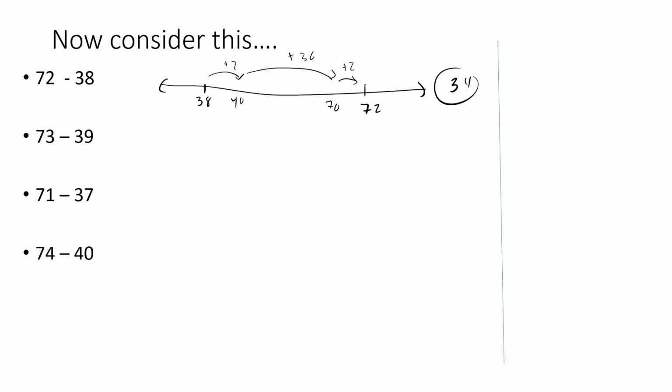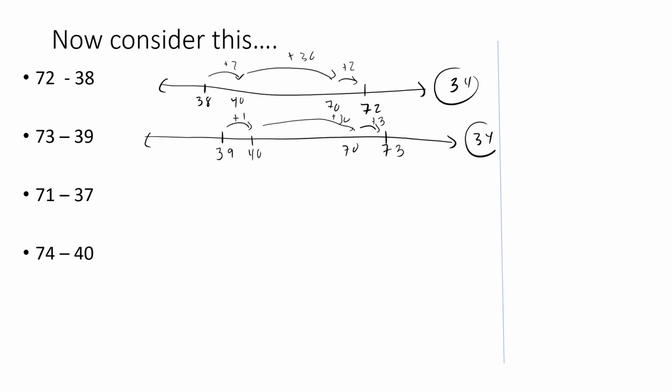And this is something called a problem string, where you have a sequence of different problems. Now we're going to do 39, which is going to be a little bit to the right, and 73. Students would use the number line. So we're going to add 1, and then we'll add 30, and now we're going to add 3, and 1 plus 30 plus 3 is, again, 34.